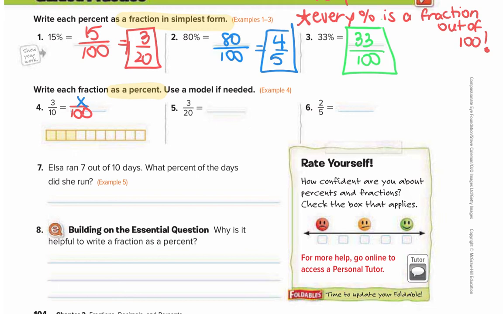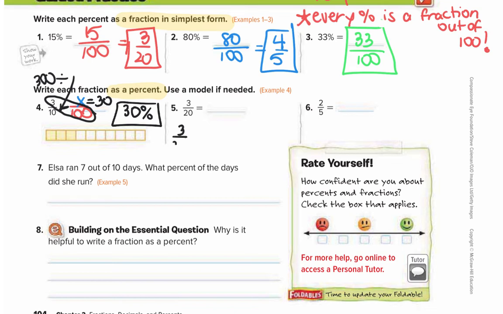So a method that works every time is we can cross multiply. So 3 times 100 would give us 300. And then after you cross multiply, you divide by the leftover number. So the leftover number is 10. 300 divided by 10 gives us 30. So that gives us our missing number. So we would get 30 over 100. Anything over 100 can be written as a percent. So 30 over 100 is the same as 30%.